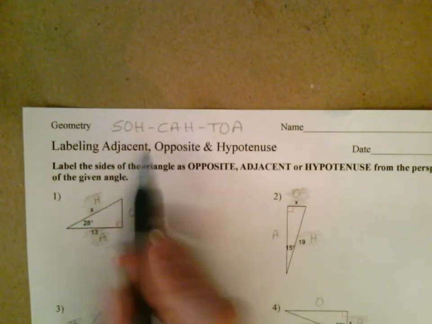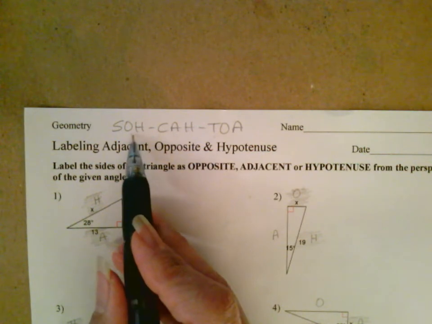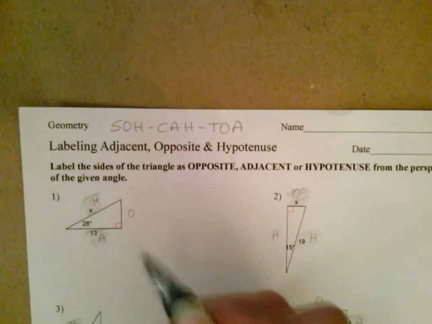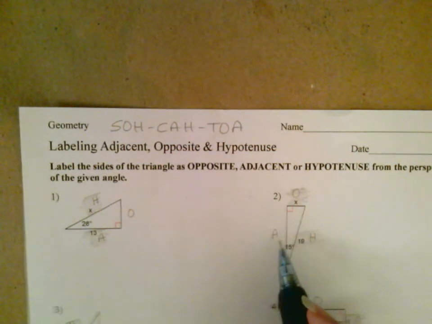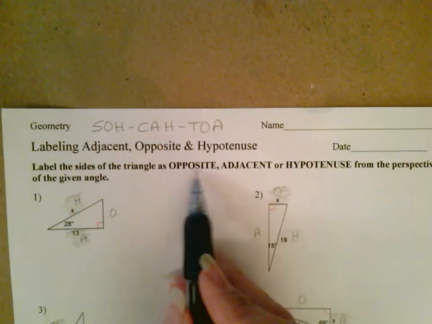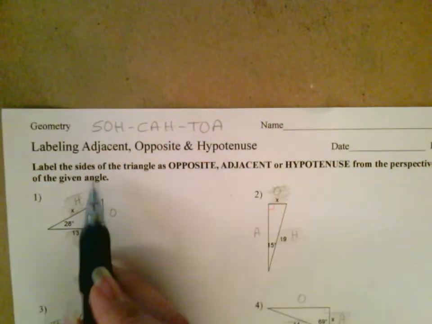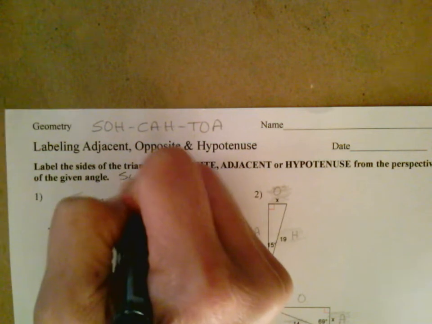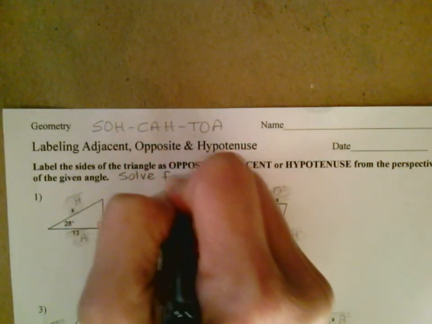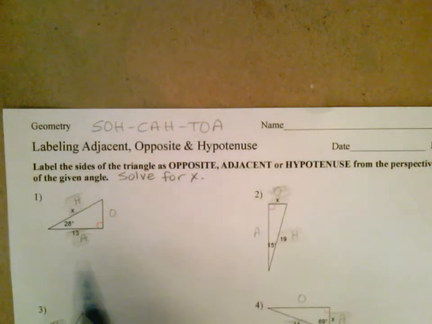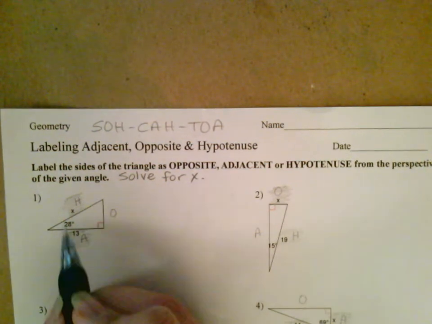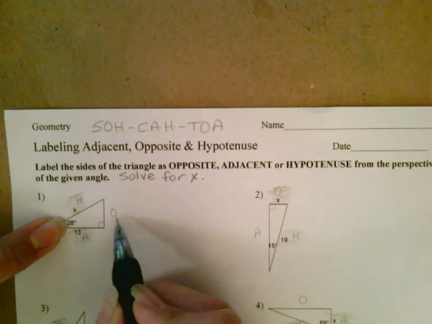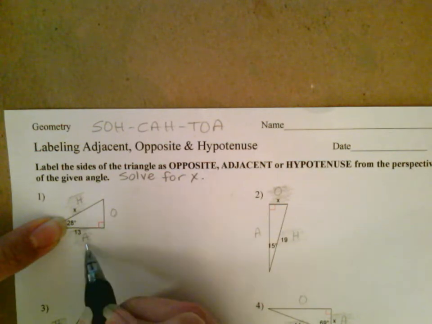Go ahead and write down the mnemonic at the top, and then the first thing I want you to do, as I did here, is label the sides of the triangle opposite, adjacent, and hypotenuse. And I know it doesn't say here, but I do need you to solve for x, okay? When you're done, go ahead and solve for x. So for instance, on this one right here, my acute angle was 28, so I labeled my H, and I labeled my O and my A.